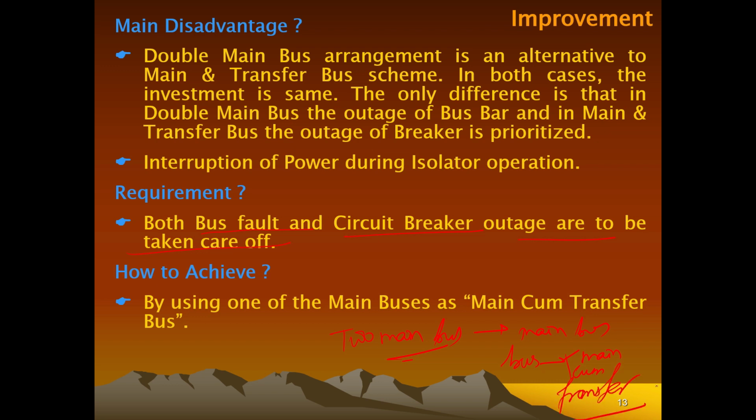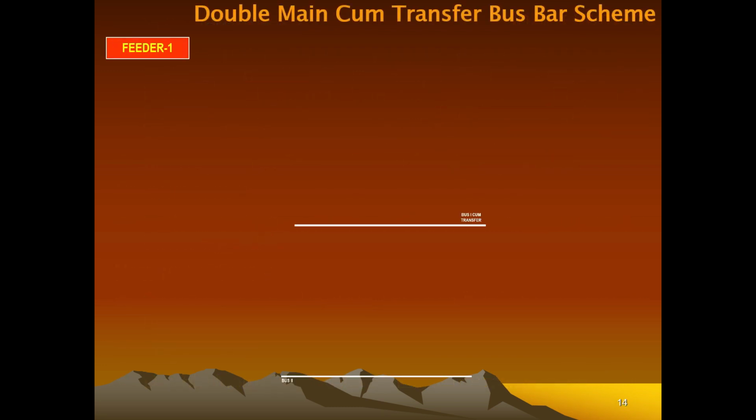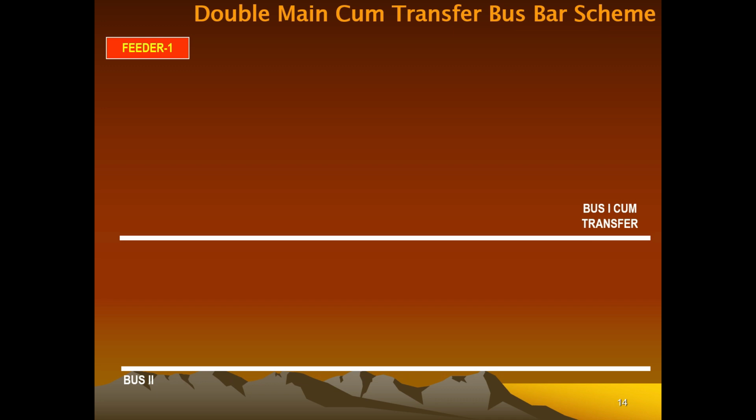So this is the thing that I am going to explain in the next slide, and this is the double main cum transfer bus bar arrangement. So there are again the four feeders which are connected to either bus 1 or bus 2. Now bus 1 is for the main bus, and also bus 1 will be used for transfer also.